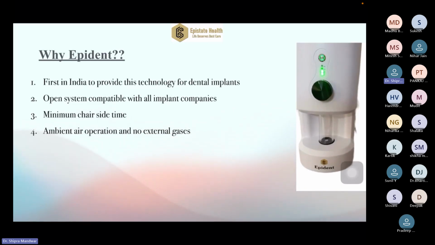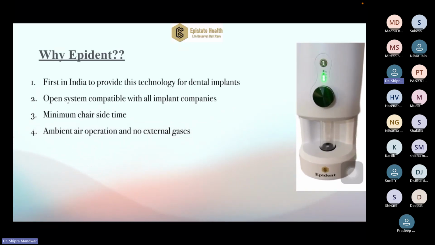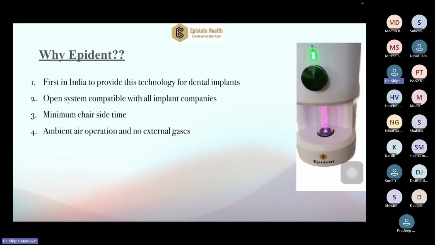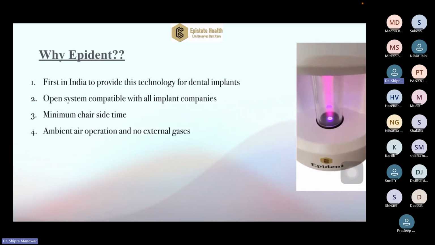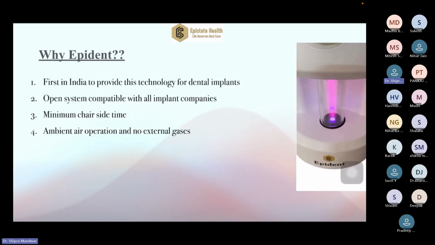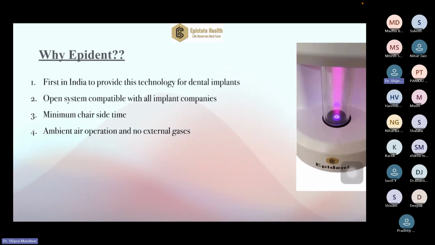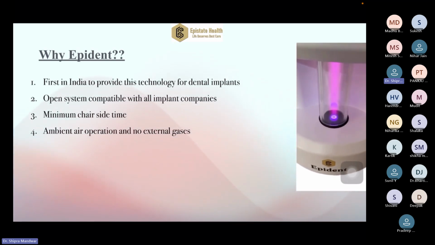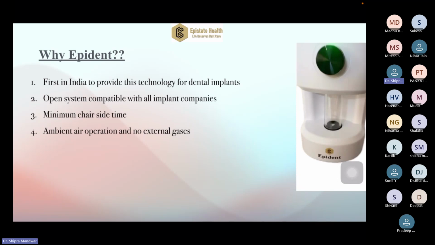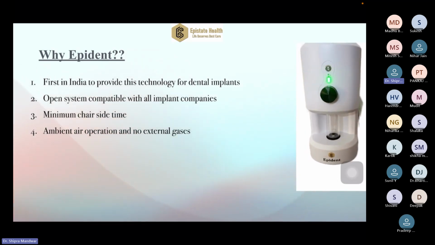You can use it for any implant company. You just have to place it here, so it doesn't change your implant system. You don't have to buy a new kit to place a plasma activated implant. Whatever setup you have as a clinician, you can just add to it, and the miracles will happen.